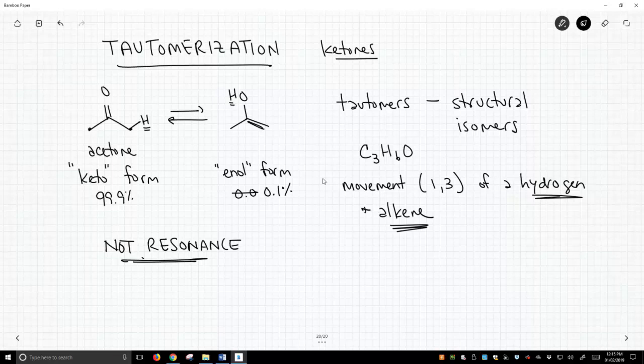But tautomerization is an important process. We're going to see it come up quite a bit later in this second semester organic chemistry class.